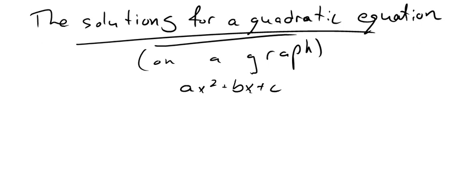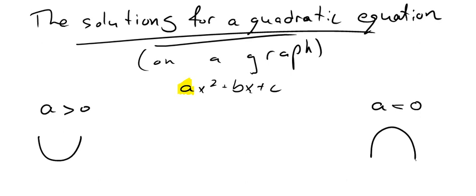So, the solutions for a quadratic equation on the graph. We all know this is a quadratic equation. There are two main shapes or ways to present the quadratic equation, and they're dependent upon the a. If the a, the coefficient of the x squared, is bigger than 0, not smaller than 0, then we know that the graph will be a smiling graph. If a is smaller than 0, then we're going to have a crying graph.